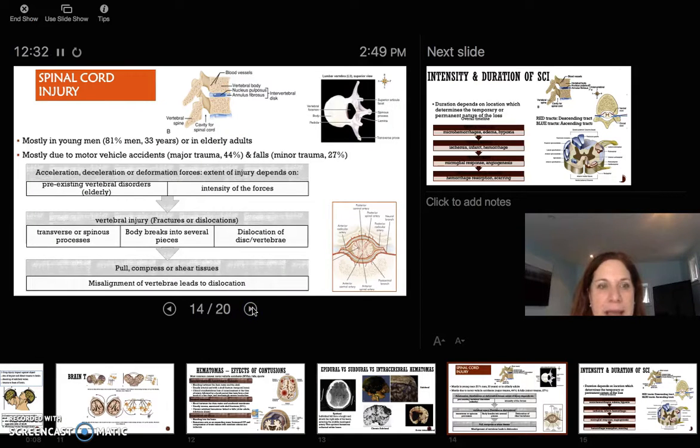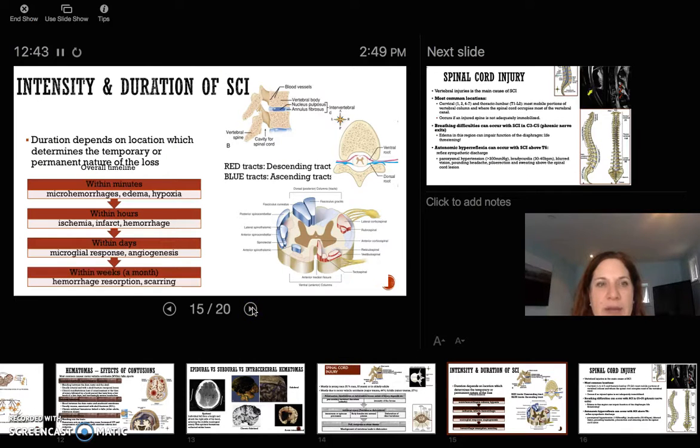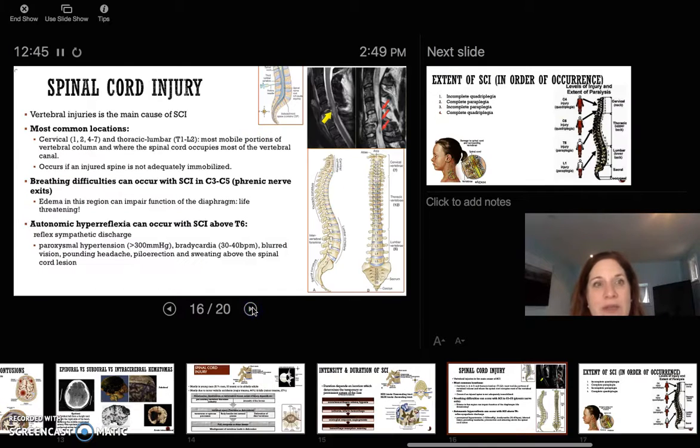And spinal cord injuries most frequently happen again in young men, most frequently due to motor vehicle accidents. And the area that is affected and the kind of damage you have depends on where in your spinal cord is injured. The most common locations for injury: cervical vertebrae, cervical spine 1 and 2, 4 to 7, and the thoracic lumbar from T1 to L2. Those are the most mobile portions of the vertebral column, and that's why most of the injuries happen there.